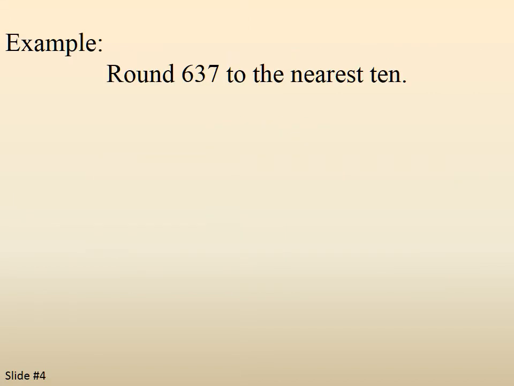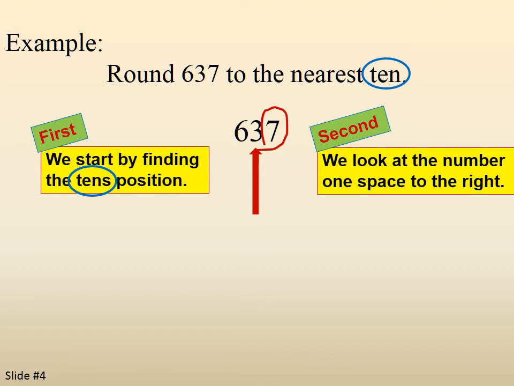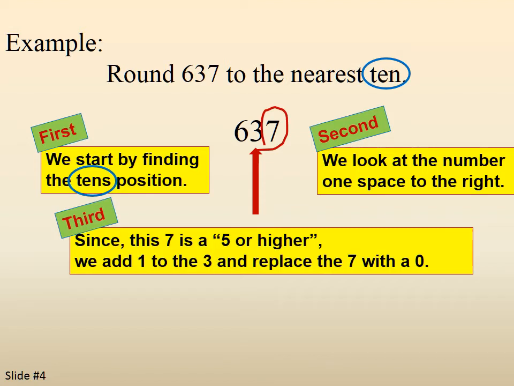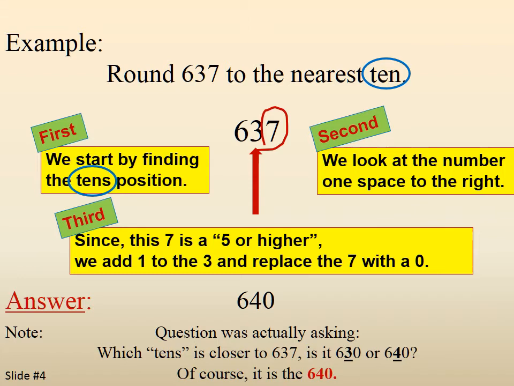So let's round 637 to the nearest 10. First, we have to start by finding the tens position, which is where the 3 is. Second, we look at the number one space to the right, which is the 7. This 7 is a 5 or higher, so we're going to add 1 to the 3 and replace the 7 with a 0. So it becomes 640. The question was actually asking which tens is closer to 637. Is it 630 or 640? Of course, it was 640.